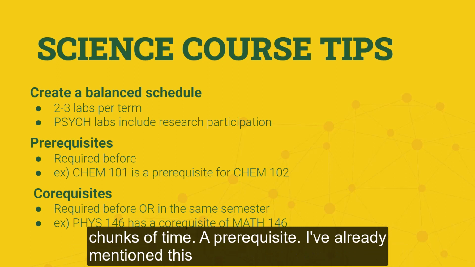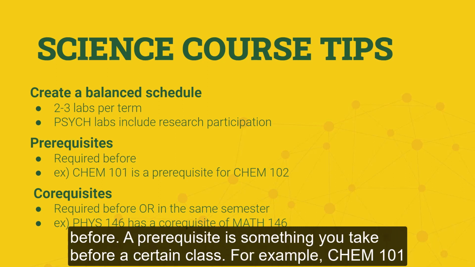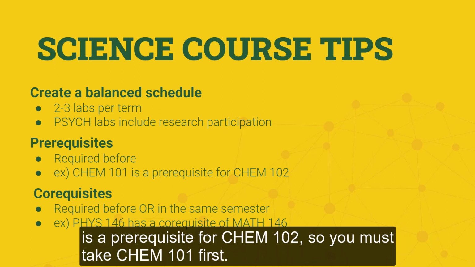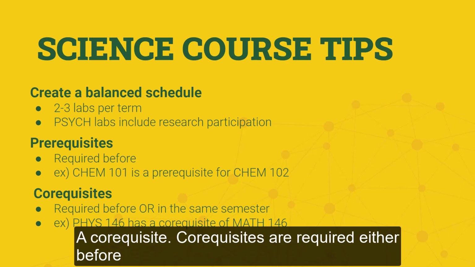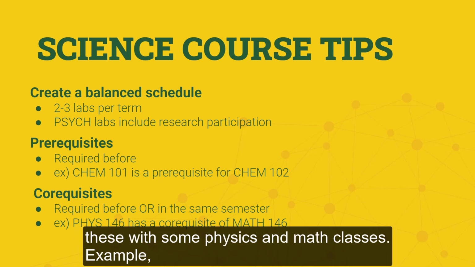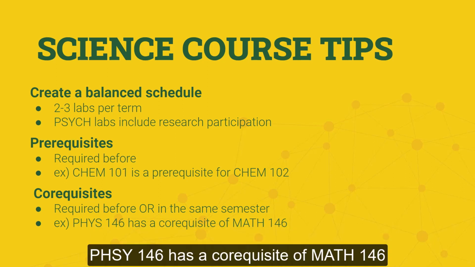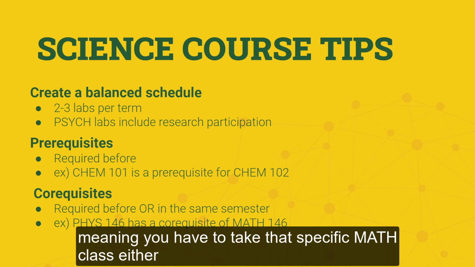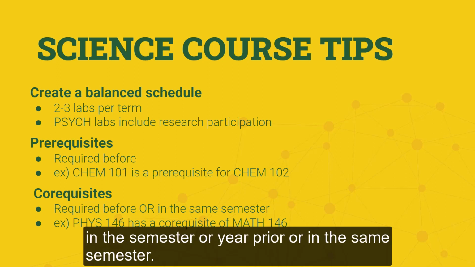A prerequisite. I've already mentioned this before. A prerequisite is something that you take before a certain class. For example, Chem 101 is a prerequisite for Chem 102, so you must take Chem 101 first. A co-requisite. Co-requisites are required either before or in the same semester. You will likely come across these with some physics and math classes. Example, Physics 146 has a co-requisite of Math 146, meaning you have to take that specific math class either in the semester or year prior or in the same semester.